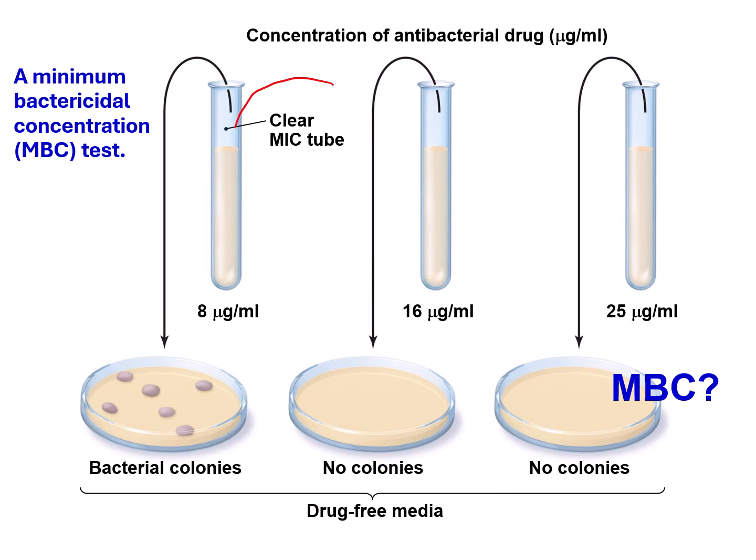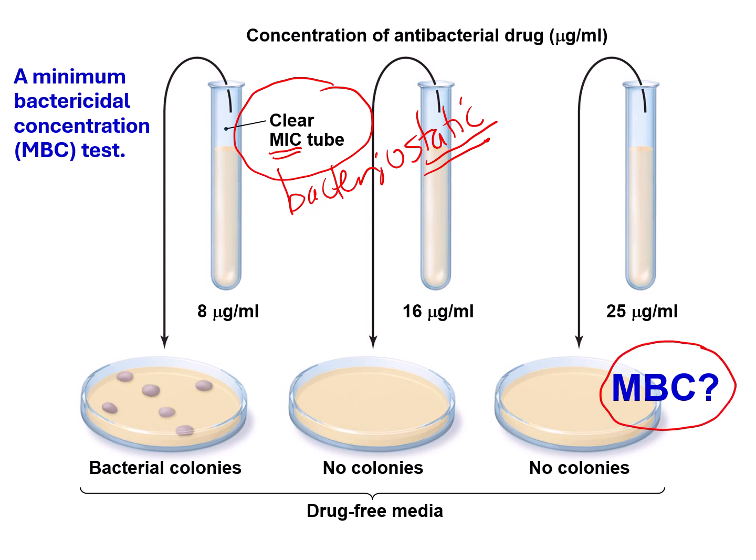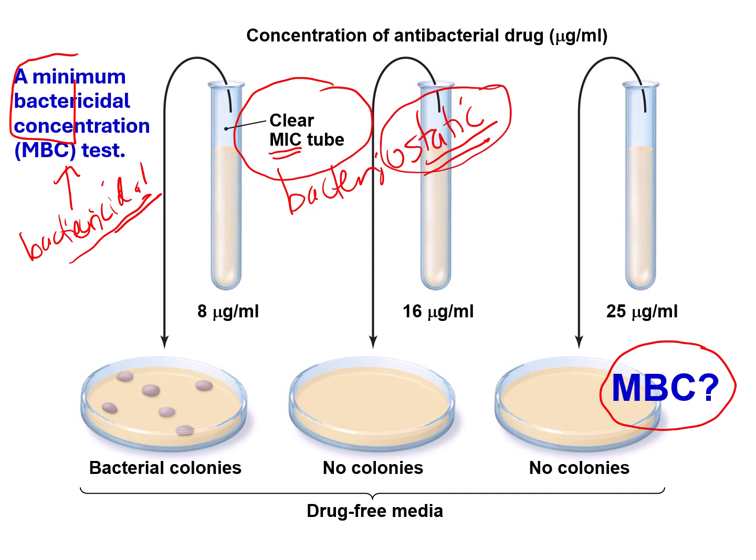And just a quick recap, remember the minimum inhibitory concentration tells us that the drug is bacteriostatic, right? We're inhibiting growth, but the MBC, the minimum bactericidal concentration, tells us if the drug is bactericidal, right? The lowest concentration to kill, whereas this is the lowest concentration to inhibit growth.